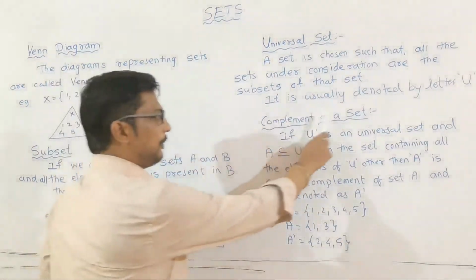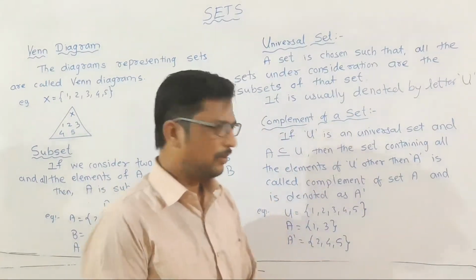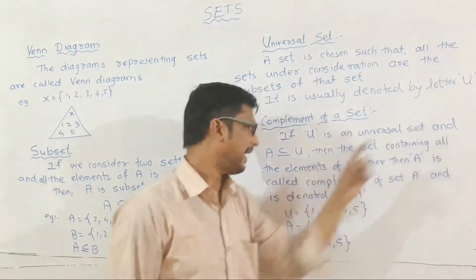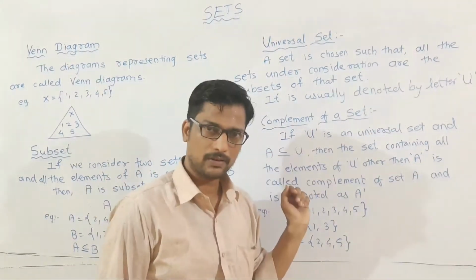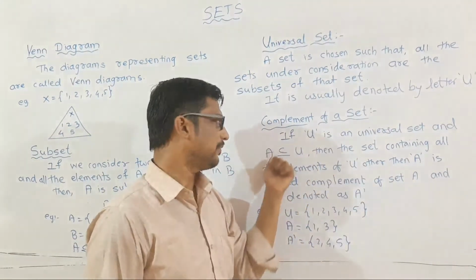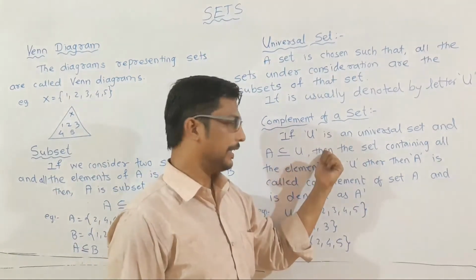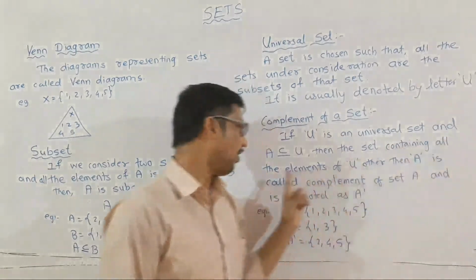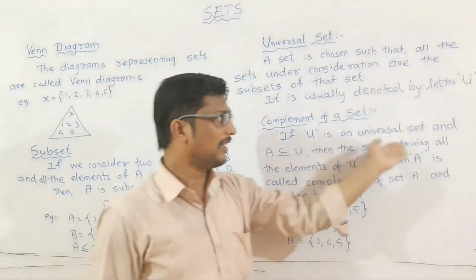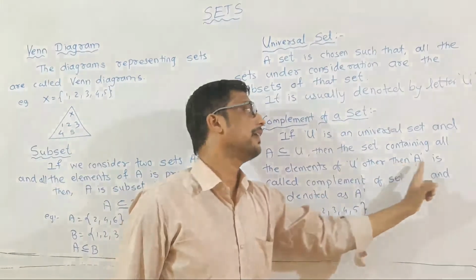Now, complement of a set. What do you mean by the complement of a set? For that, let us consider U is a universal set and A is a subset of U. That means A is a set under consideration and it is a subset of the universal set U. Then the set containing all the elements, a new set I am now considering, which contains all the elements of U but other than A.